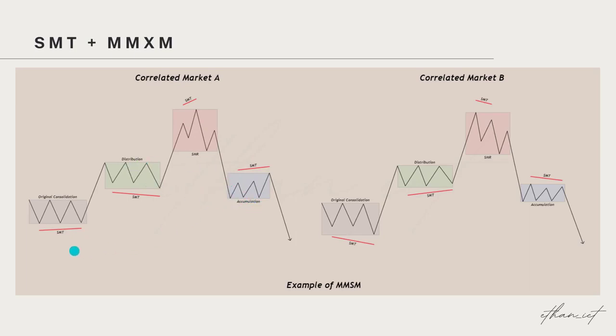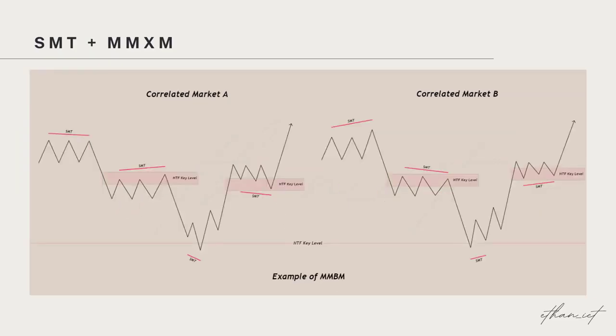And so with each phase, you'll be able to identify with that SMT divergence on the highs for bearish price action, right? And then on the lows for bullish price action. So removing some of the lipstick of the market maker model and adding the higher time frame key levels, this right here is exactly what I look for in all my trades.